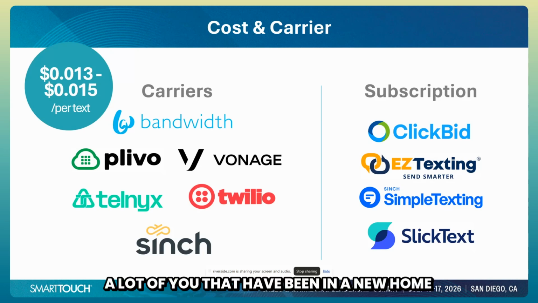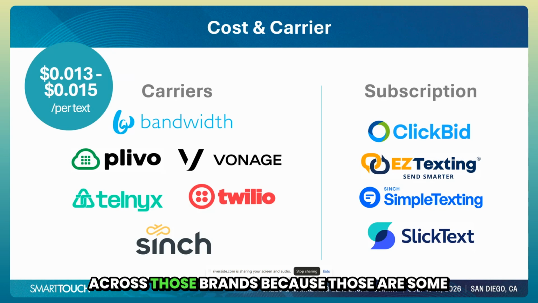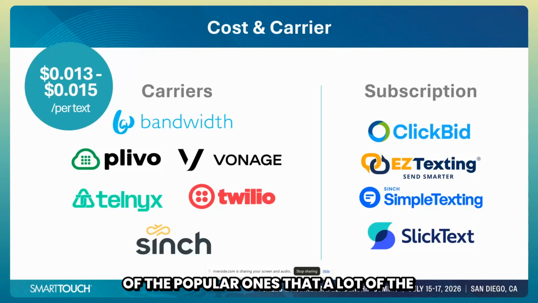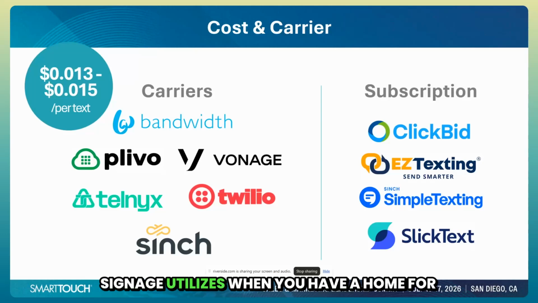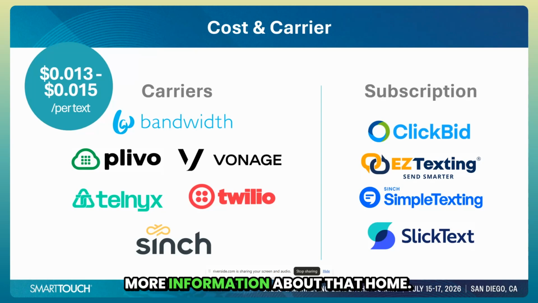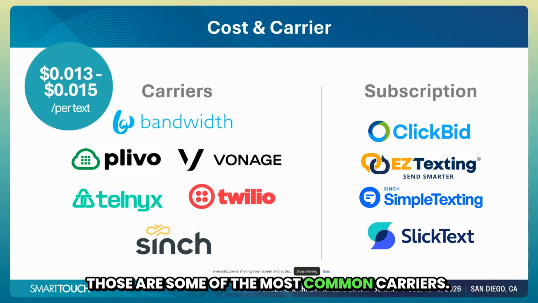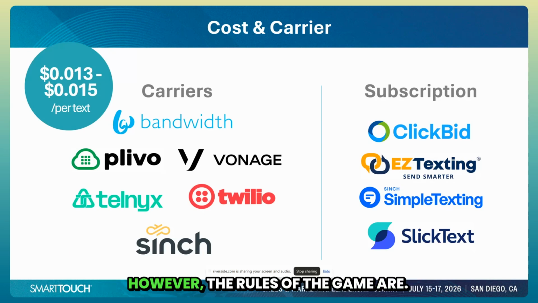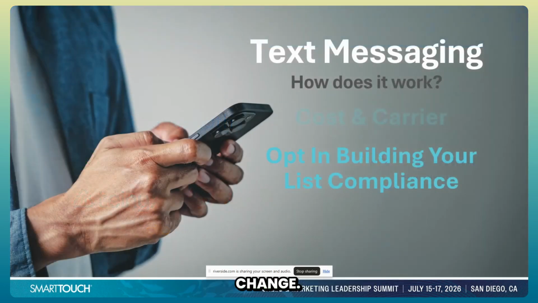A lot of you that have been in the new home sales marketing business may have come across those brands, because those are some of the popular ones that a lot of the signage utilizes when you have a home for sale and then you can text this number and get more information about that home. Those are some of the most common carriers. However, the rules of the game have changed.